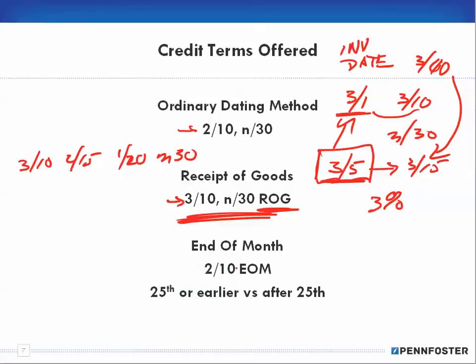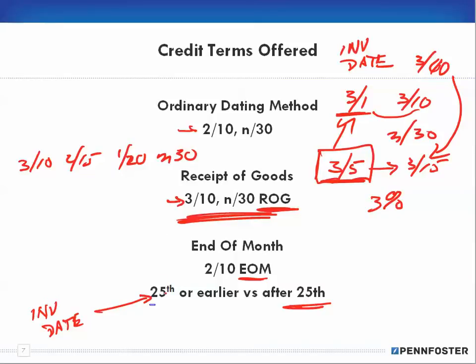When you see something like 2% 10 EOM, end of month, what we have to consider is whether the invoice date is the 25th or earlier, or after the 25th. It has nothing to do with receipt of goods. Receipt of goods goes out the window. So I'm looking strictly at the invoice date.